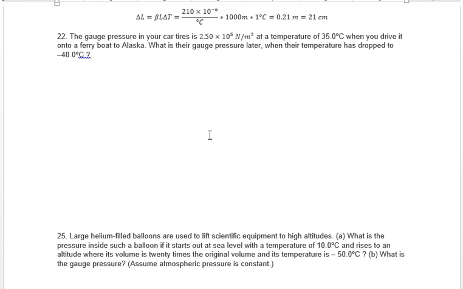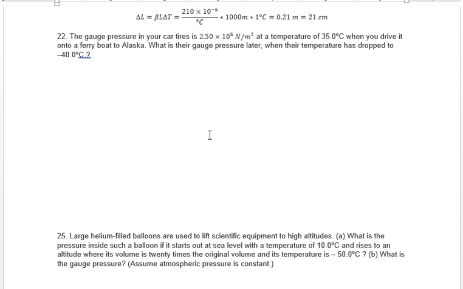Chapter 13, problem 22. The gauge pressure in your car tire is 2.5 times 10 to the 5th newtons per square meter, which is a Pascal, at a temperature of 35 degrees C. You drive it on the ferry boat, and the temperature drops to minus 40. What is the pressure in the tire now?